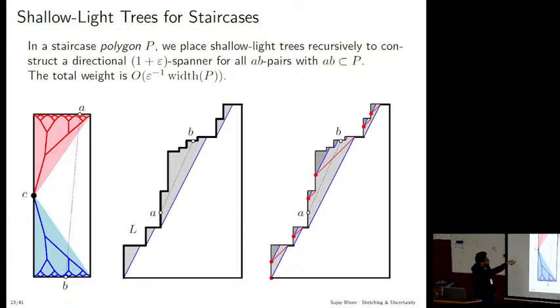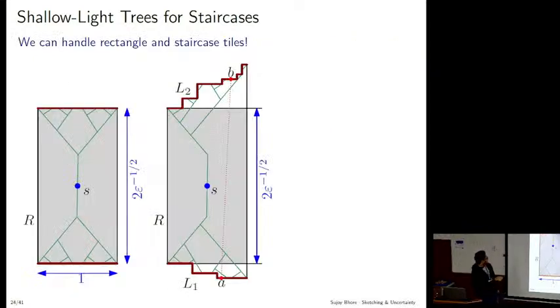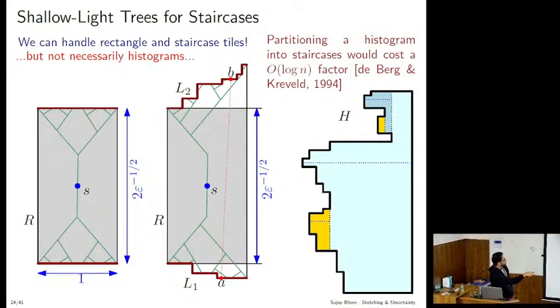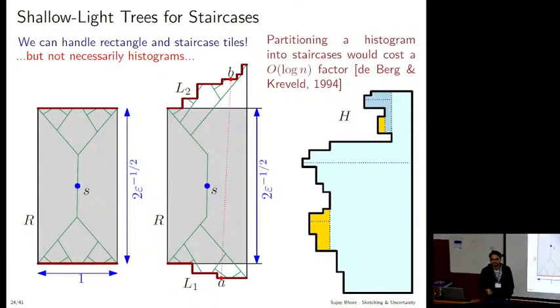You have these super nice staircase polygons. Let's pack shallow light trees in different directions. And so we can handle rectangles, we can handle staircases, and then one would say, okay, is that histogram good enough? It is not. Due to a result by Mark and Mark from '94, it shows that you gain again a log factor. So all work, but we gain nothing.